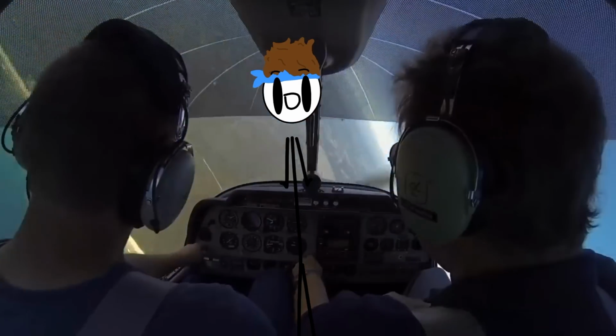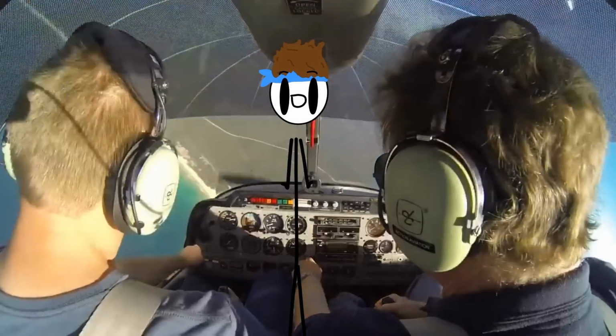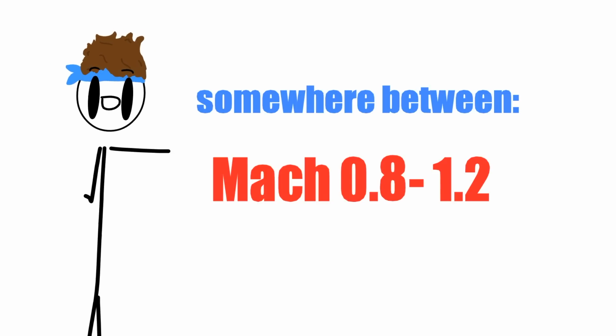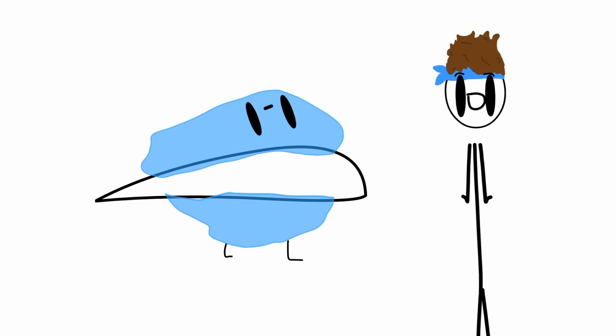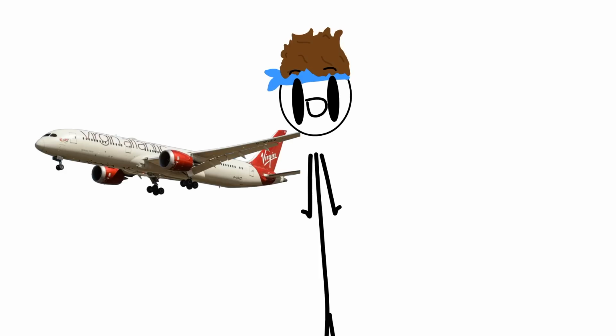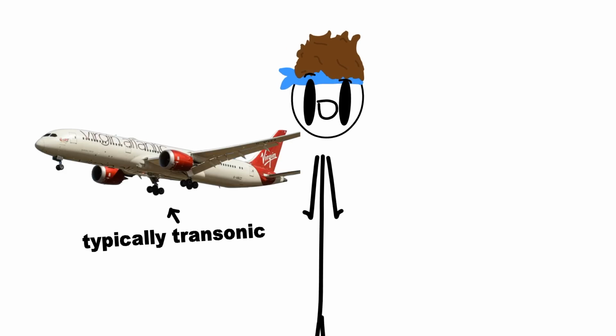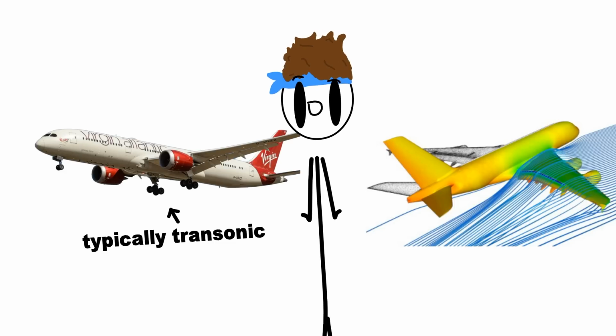Transonic. Now let's say you messed up. You're going a little too fast in your little personal jet. You've accidentally reached somewhere between Mach 0.8 and Mach 1.2. Now what's happening to your plane? Well, like I said earlier, air is accelerated over the top of the wing. This means that even if your aircraft isn't going supersonic, parts of the airflow over the wing could be. Actually, they probably are. This also means that these parts become compressible.